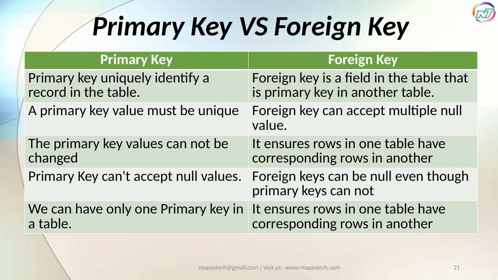On the other hand, a foreign key is a field that links to a primary key in another table, helping maintain relationships between tables. Foreign keys can accept multiple null values, which means they don't always have to point to a record, but when they do, they ensure that the row in one table corresponds correctly to a row in the related table. This connection helps keep data consistent across the database by enforcing referential integrity.